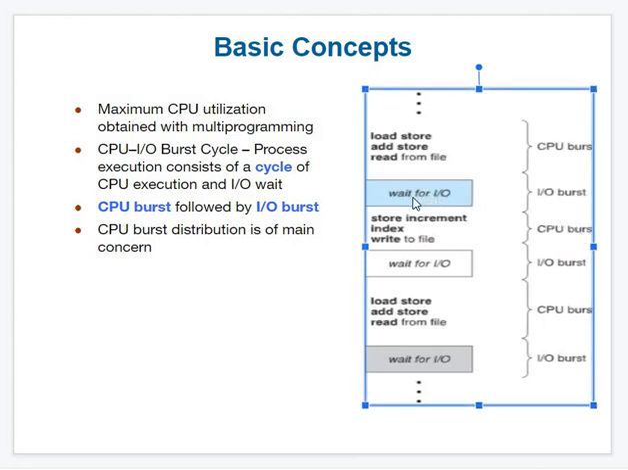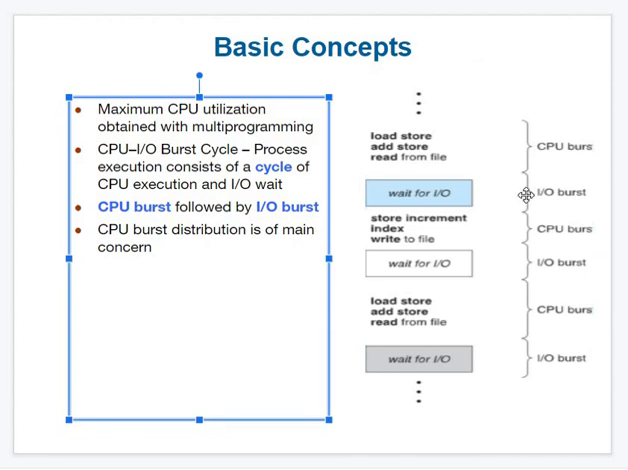Next we have blue color, wait for input output. Again we have store, increment, index, write to the file, which is a CPU burst. Wait for input output is an IO burst. Again something in bold, CPU burst, IO burst. Burst means the smallest amount of time which is measured. So I could say CPU time, IO time, CPU time, input output time, CPU time, input output time.